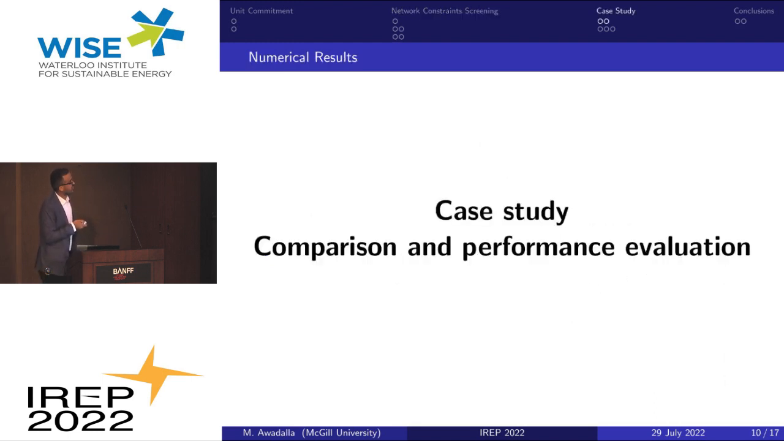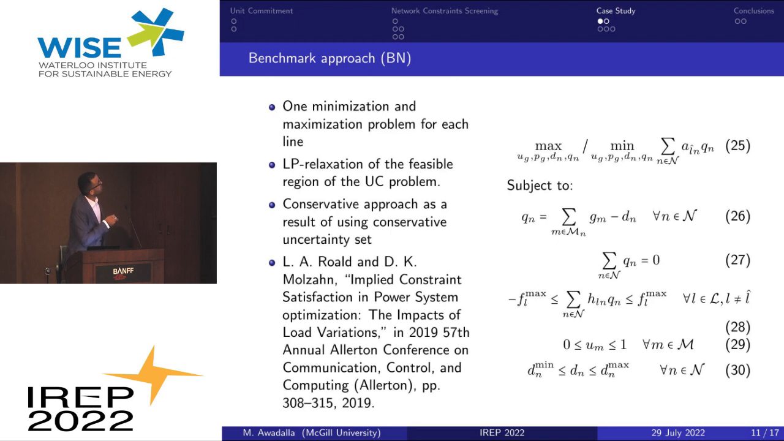Here we're going to go to the case study, the comparison and performance evaluation. This is the benchmark that we've used from this paper. I think one of the authors was around here in the conference. Yes, yes. So the idea is similar. The idea in this convex relaxation tool is basically to maximize and minimize the power flow on each line, and see it in both ways, minimization and maximization, while relaxing all the decision variables.